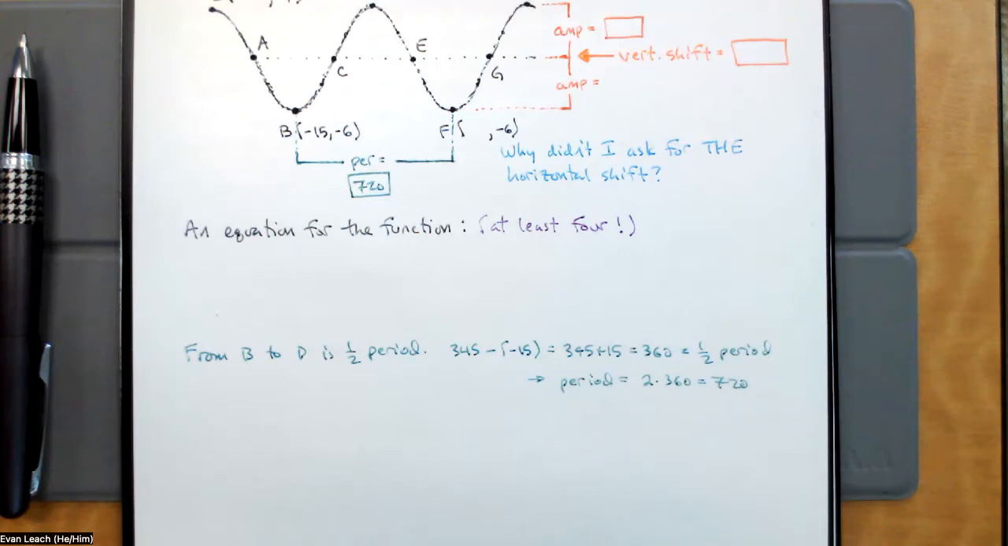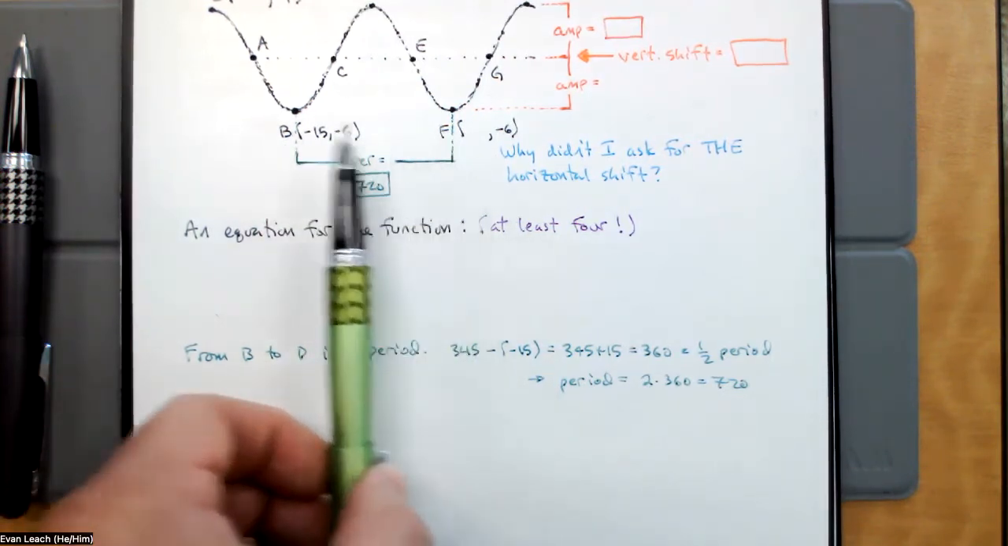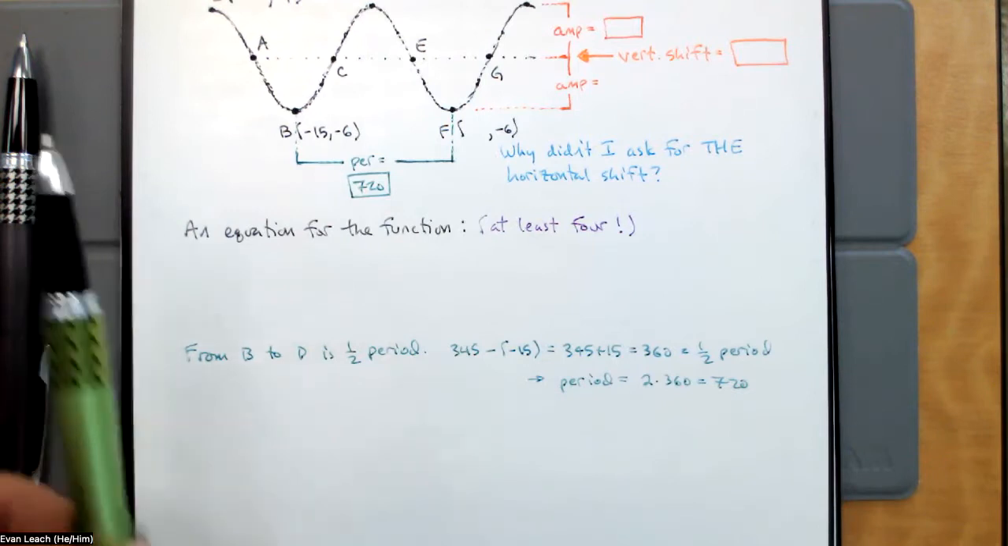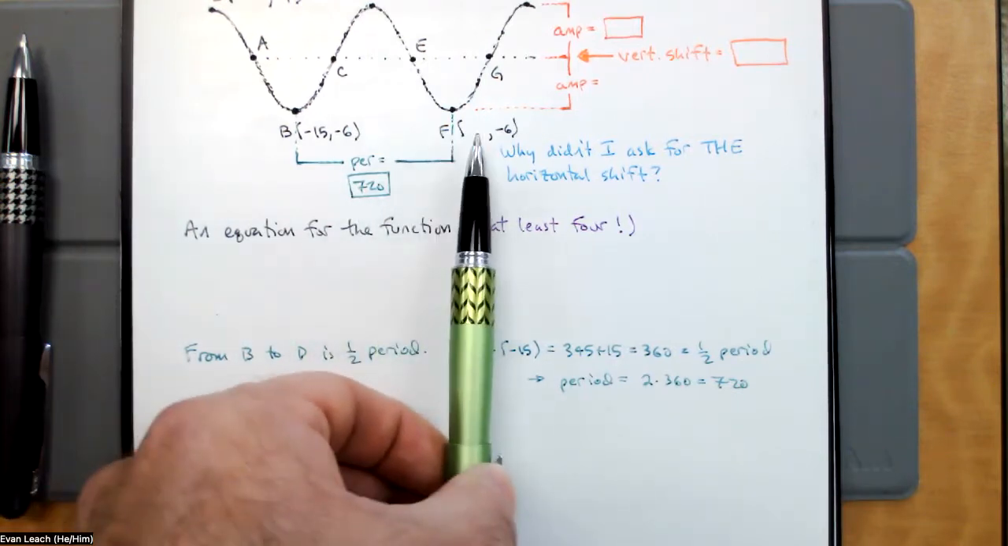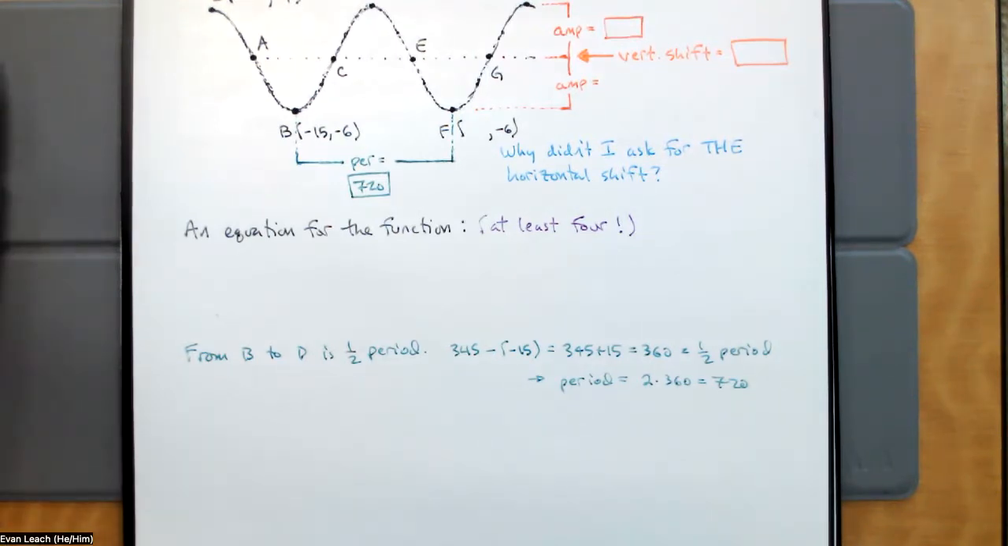Now that we know that the period is 720, I know it's 720 horizontally from the point B to the point F, because B and F are both at the bottom. So we can use this period to figure out what's going on at F, and that would give us one of our unnamed points. So what's going on at F? What is the X coordinate at F? Or the theta coordinate at F, I guess, since I did the problem in degrees.